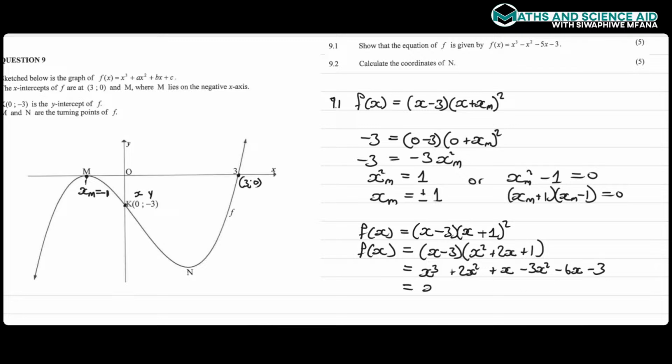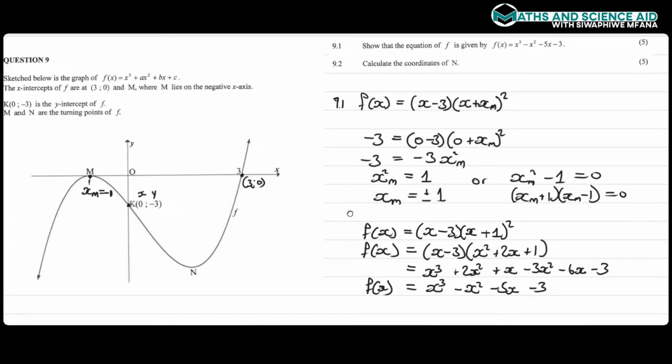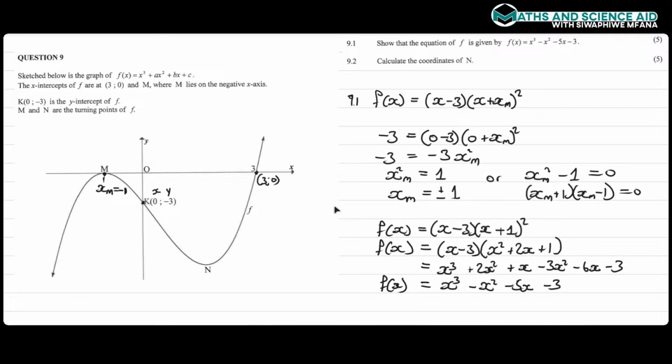We just need to add up any like terms that we have. So we have got 2x squared minus 3x squared. That will give us negative x squared. And then we have plus x minus 6x, which is negative 5x, minus 3. So there we have it. As you can see, the equation that we have obtained is exactly the same as the equation that we're trying to prove. So that's how you can do 9.1. Refer to the previous video if you want to see a similar question to this one, if you hadn't watched that already.